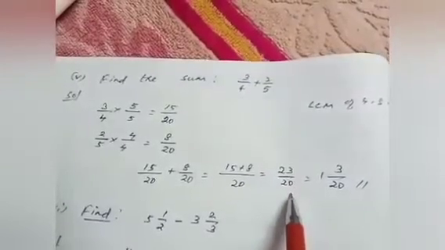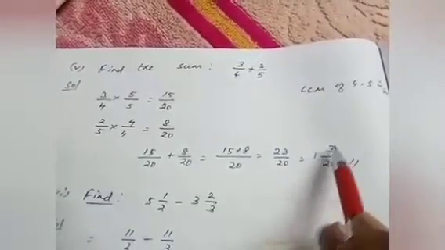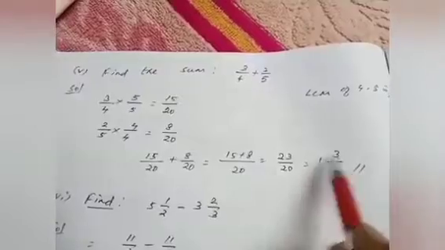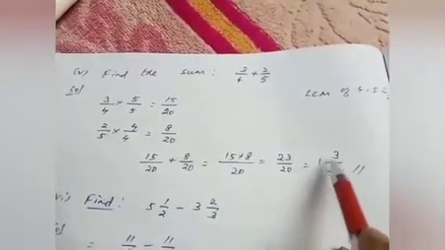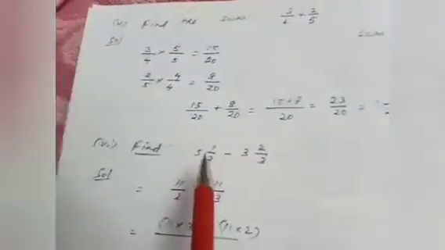23 divided by 20. So put it into a mixed fraction. 1 3 divided by 20. You check. 1 into 20, 20 plus 3, 23 divided by 20. So 23 divided by 20 as a mixed fraction is 1 3 divided by 20. Then another example.